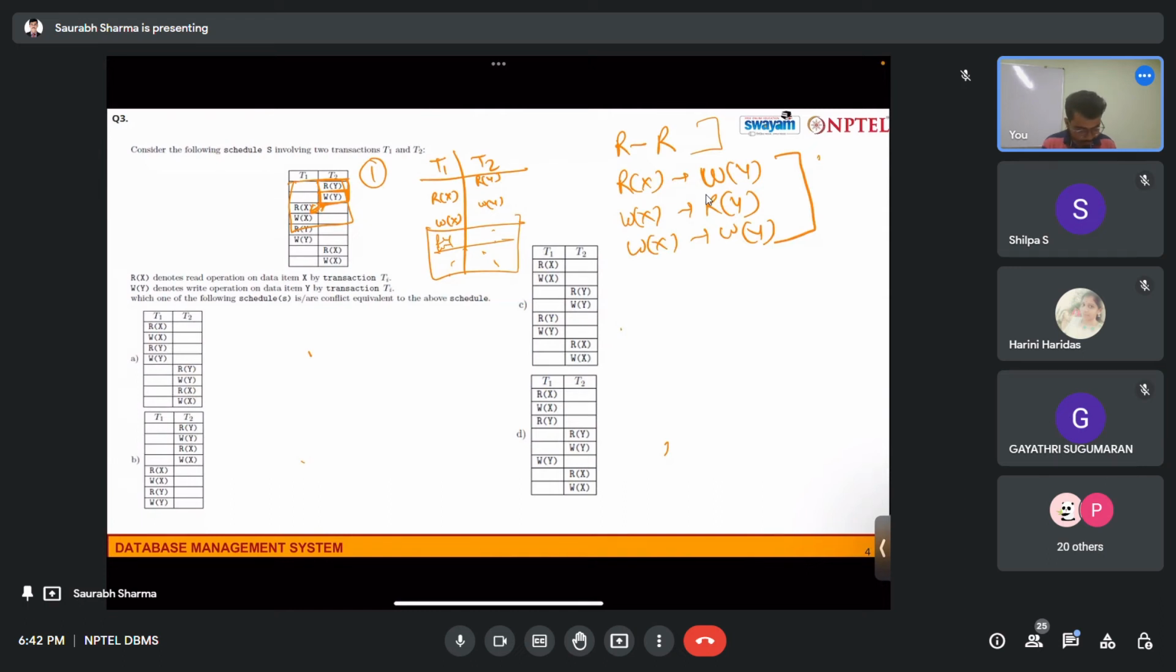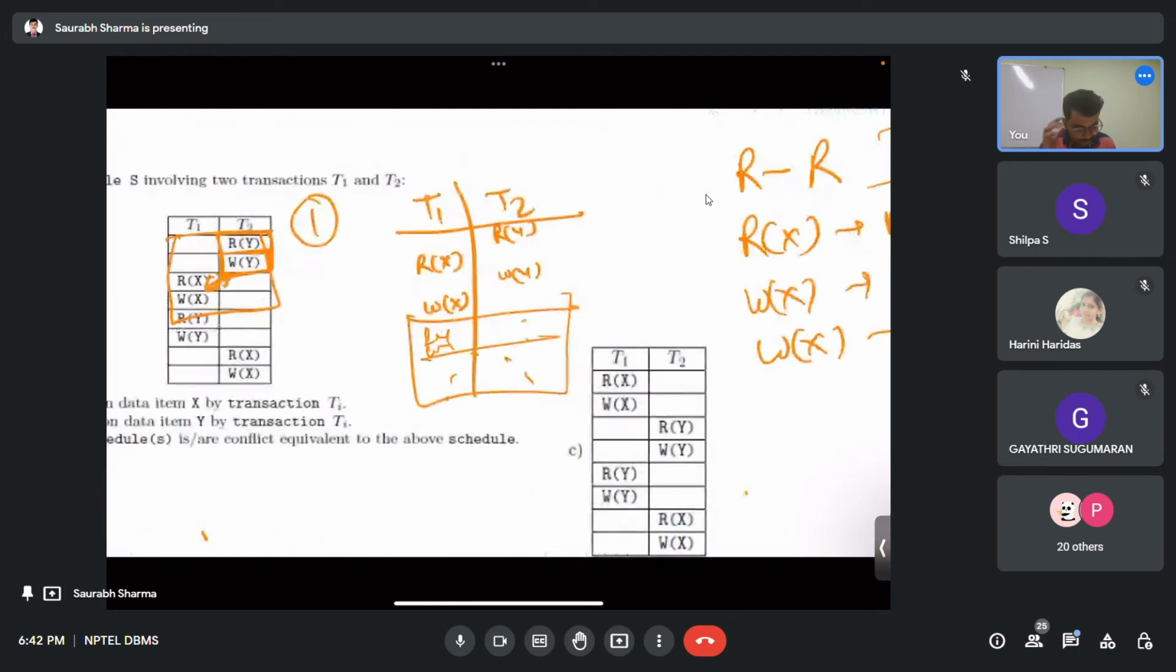I don't think so. There is either R and W on X, so we can do it once again. Okay, now we have this one. Again search for mutually exclusive or non-conflicting pair. Okay, so if we see, we have this option also. Okay, we can swap it.